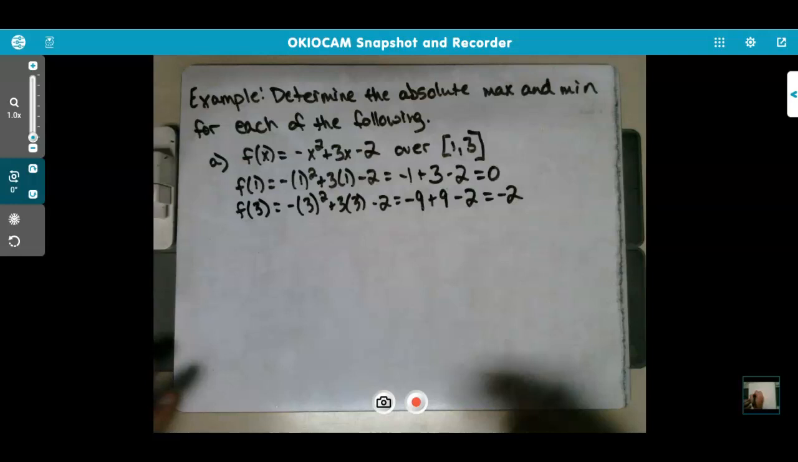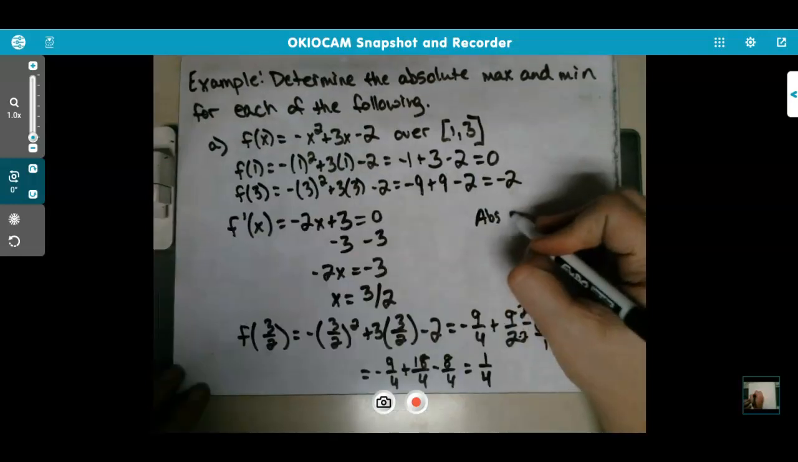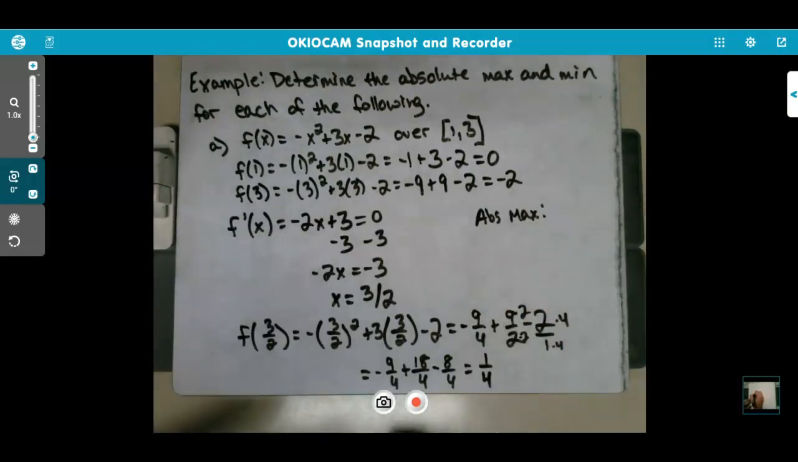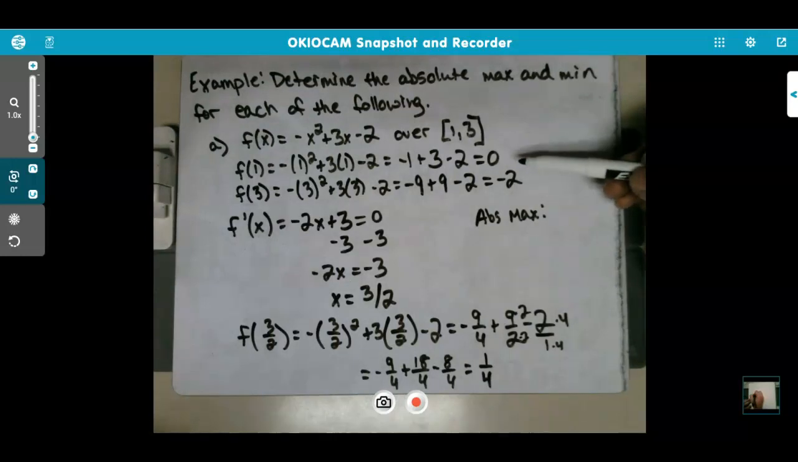So when I'm looking for the absolute maximum, I'm looking for the highest number that I got over here. I got 0, I got negative 2, and I got 1 over 4. So the absolute max, the highest point there, is 1 over 4. So the absolute max happens at x equals 3 over 2, because that's the highest one.